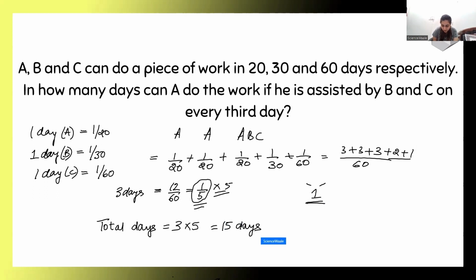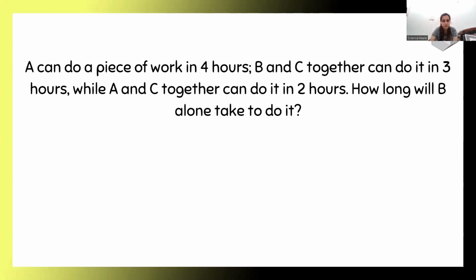So in 15 days, the total work will be completed if it is in this order, that first 2 days only A is working and on the third day it is assisted by B and C. So it will take 15 days to complete the whole work. Moving on to the next question.